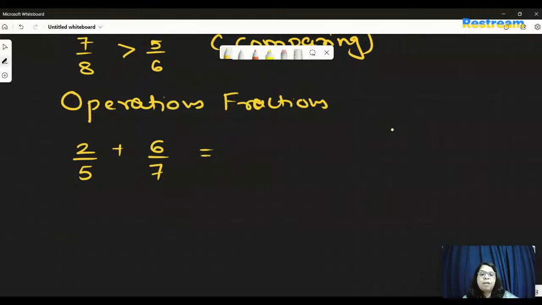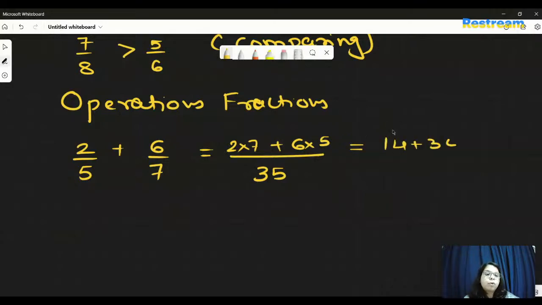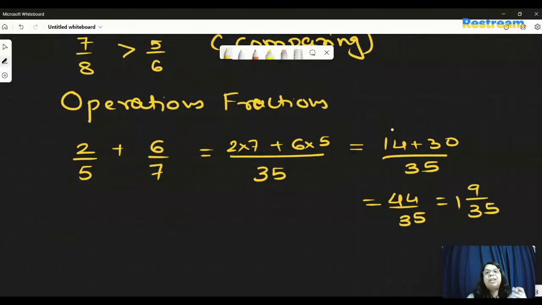We find the LCM of 5 and 7, which is 35. Then we multiply 2 with 7 plus 6 with 5. So we have 14 plus 30 over 35, which is equal to 44 over 35, which is equal to 1 and 9 by 35. So we know that whenever we have an improper fraction, we have to convert it into a mixed fraction. That is how mathematically it is done.